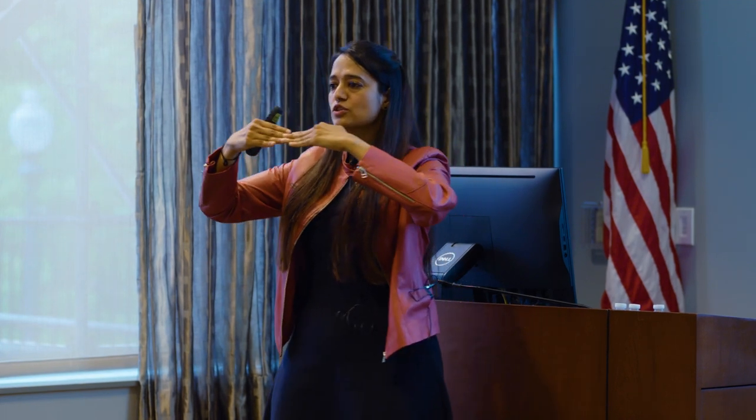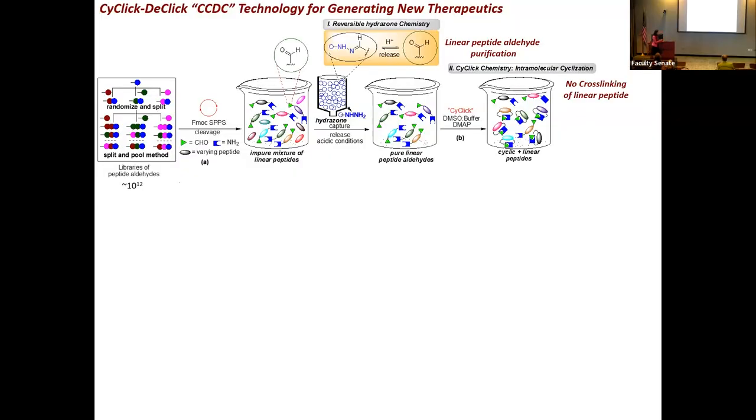What is so unique about this technology is that it is always considered that if you have something linear and you try to make a cycle, it can also linearize and form dimers and polymers. This technology is unique because it breaks that 200-year-old belief that the chemistry of cyclization is also the chemistry of polymerization, because by this method we can cyclize peptides without any kind of linearization or polymerization. So we have generated millions of linear compounds, and we get the corresponding millions of cyclic compounds without any cross-linking.